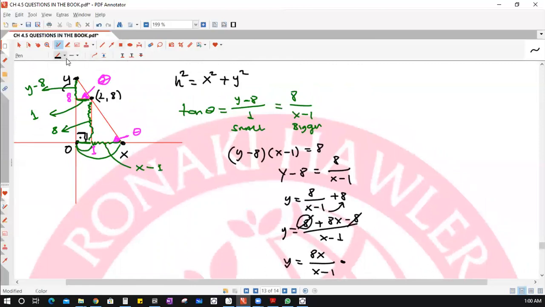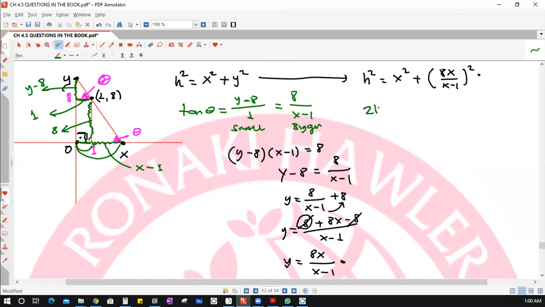In the hypotenuse function, we got this: h squared is equal to x squared plus y squared. I am writing here (8x over x minus 1) squared. That's it. See the hypotenuse function in one variable now. In the next step, take the derivative of both sides.